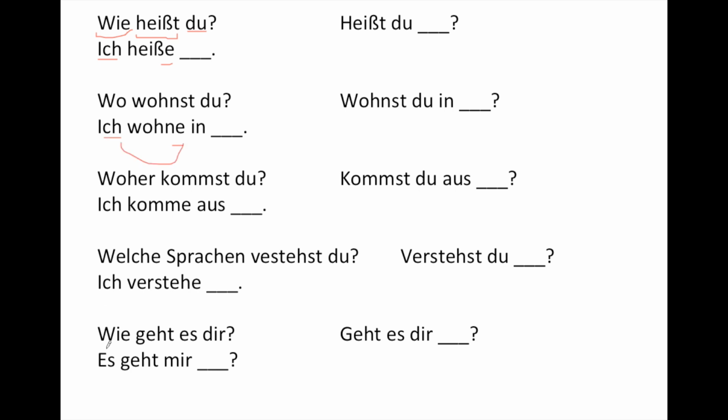Then our verb will end with an -e because ich is our new subject. And then with this last question, we have es as our subject for both the question and the answer, so our verb will end with a -t. Wie geht es dir? Es geht mir gut.